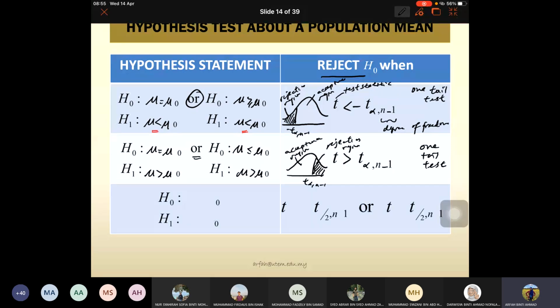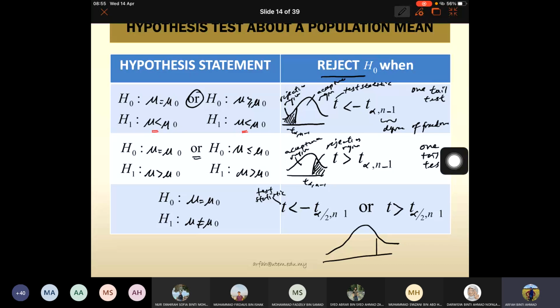So lagi satu kita ada two tail. If it happens, you want to test whether the mean equal or non-equal sign, sama dengan atau tidak sama dengan. So rejection region when the test statistic, this is your test statistic tadi yang kita tengok dia follow T distribution, is less than negative T alpha over 2, n minus 1, atau T greater than T alpha over 2, n minus 1. So it will be two-sided like this.